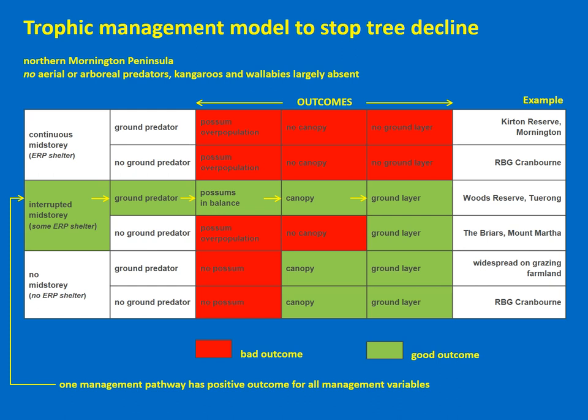How do we interrupt the mid-story? I think it's through a combination of fire and physical control. The wallaby once provided some significant contribution to this as well. But the wallaby, unfortunately, can't survive in small remnants below about 80 hectares. It's too small. But the wallaby survives in larger remnants.